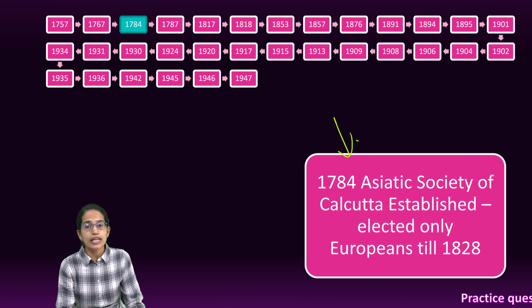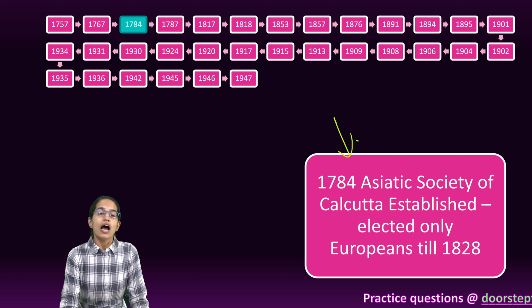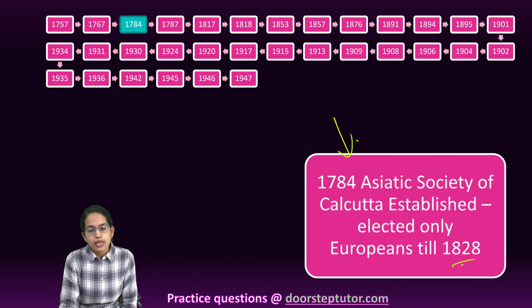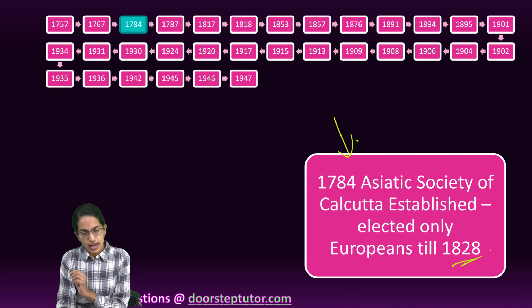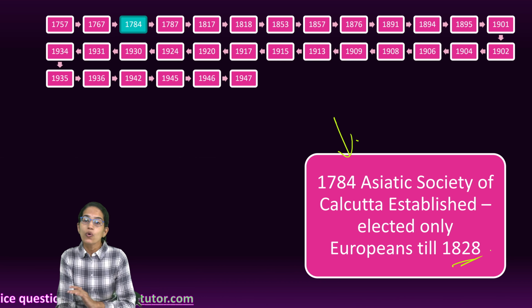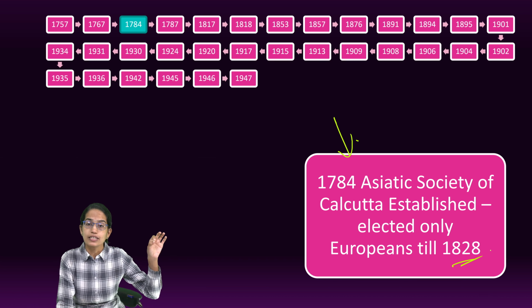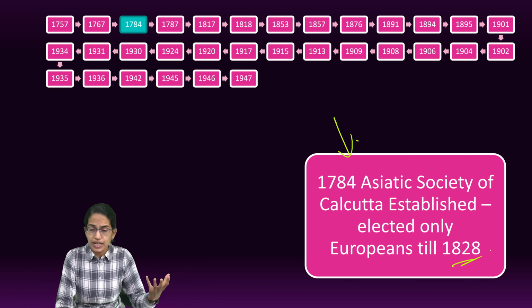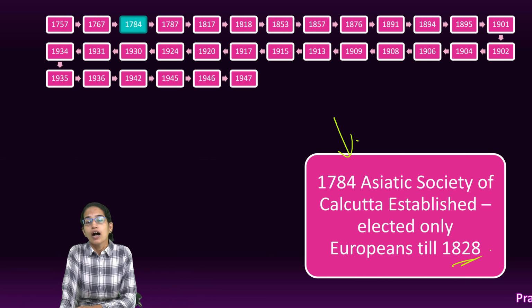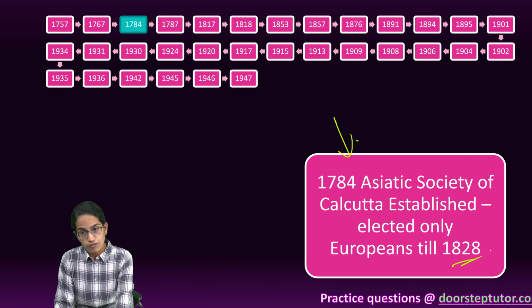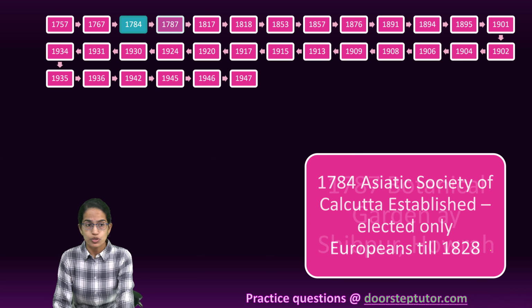Later on, in 1784, the Asiatic Society was established. Asiatic Society came into existence in Kolkata, and the idea was that till 1828 only Europeans would be elected as part of the Asiatic Society. No Indian was given representation, and this was one of the reasons that sparked the feeling that there has to be a kind of resistance against these kind of oppressive things which were going on.